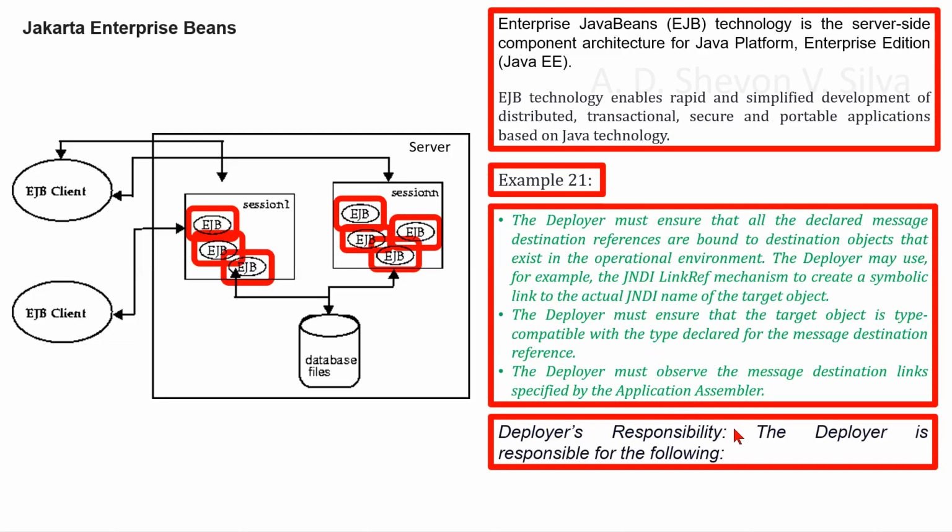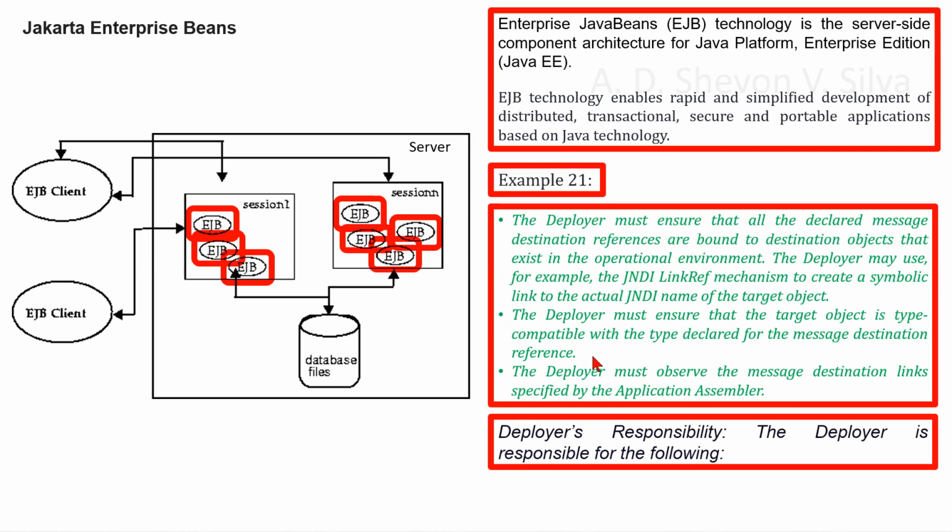Now we are considering deployer's responsibility. The deployer is responsible for the following. The deployer must ensure that all declared message destination references are bound to destination objects that exist in the operational environment. The deployer may use, for example, the JNDI link ref mechanism to create a symbolic link to the actual JNDI name of the target object.